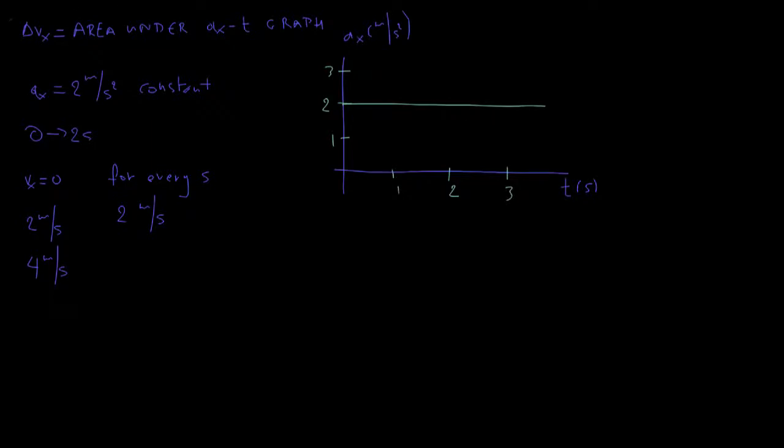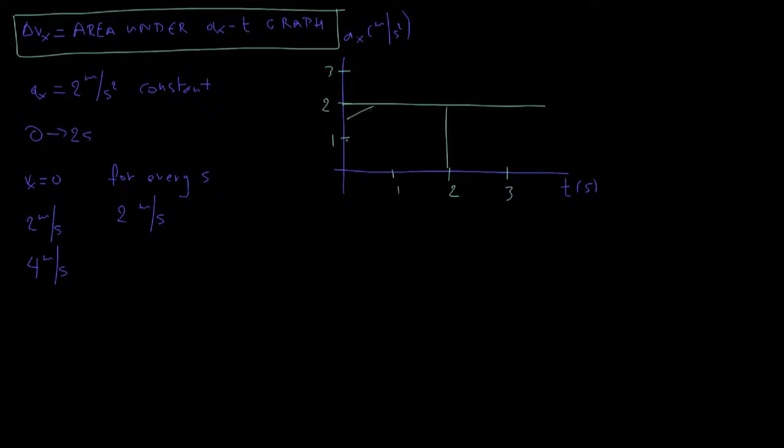Okay, what I'm saying in this box over here is that to find the change in the velocity, you need to find the area under the acceleration time graph. In this case, I'm interested in the motion from 0 to 2 seconds. So I go from here to 2. This is my graph, and then to find the change in velocity, I need to find this area right here. So the area under this graph should be equal to the change in velocity.